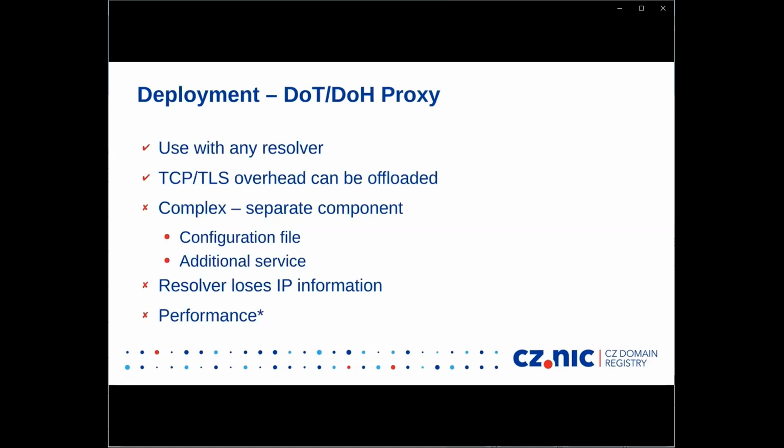On the other hand, using a proxy can be quite complex because it introduces a separate component. That means you have a separate configuration file, you have another service that you need to care about and monitor, and there are a lot of moving parts that can potentially go wrong if you use multiple components. Another issue is that the resolver loses the information about the IP of the client. This can be a problem if you do some filtering based on the source IP address.